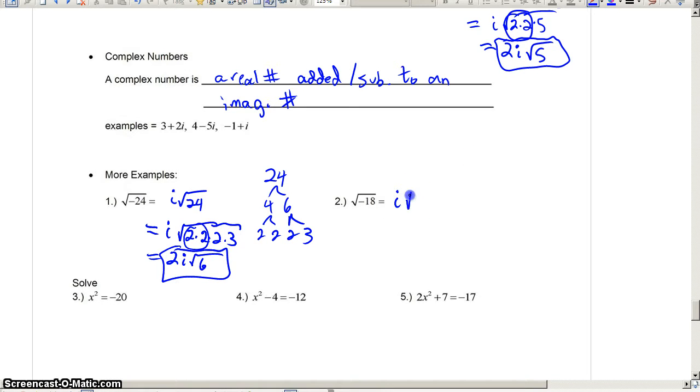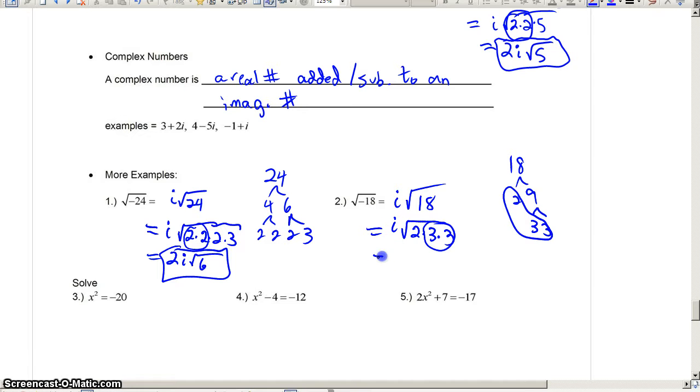This other problem, for number 2, again, pull out an i. Break down your 18. 18 is 2 times 9. 9 is 3 times 3. So again, a lot of review from the previous lesson, which is great. We get a little more practice with that. Do prime factorization.